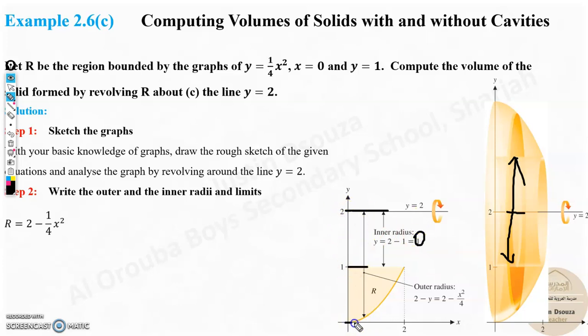Same way, over here the outer radius is this function. 2 minus this function will give you the outer radius. So that is why we use whichever is this line, 2 minus the function. That is, say 2 minus 1/4 x squared, and 2 minus 1 equals 1. So this is how we get it. And the limits over here, we just now solved, 0 to 2. We have already solved it. The same method, we have just taken the limits.